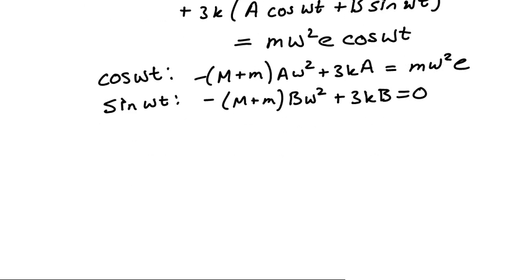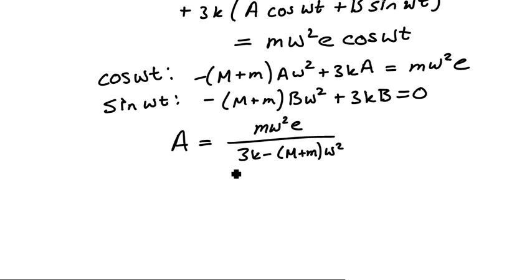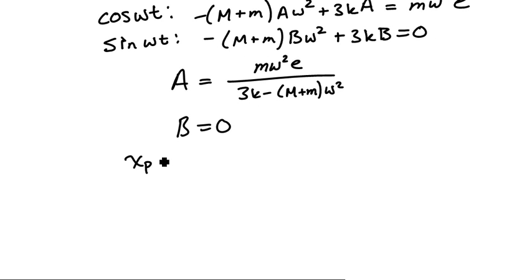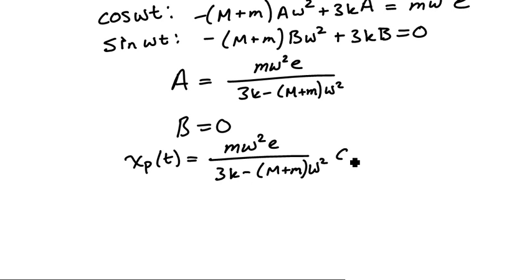If I solve the first equation, I get that A is equal to m times omega squared times e divided by 3k minus quantity M plus m times omega squared. And if I solve the second equation, I get B is equal to 0. This means that the particular solution to this equation, x sub p of t, is given by m omega squared times e divided by 3k minus quantity M plus m omega squared, times the cosine of omega t.